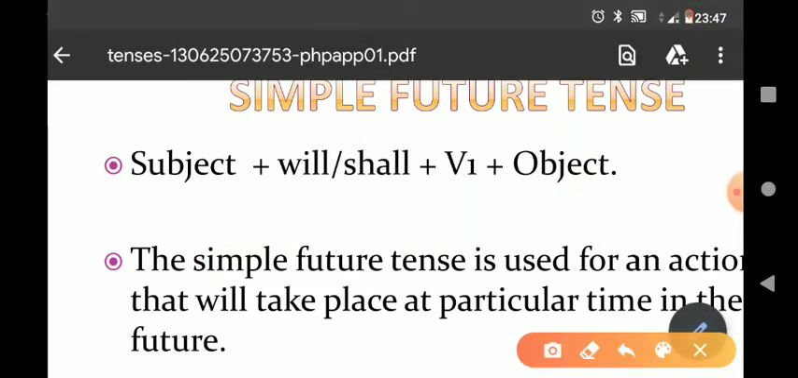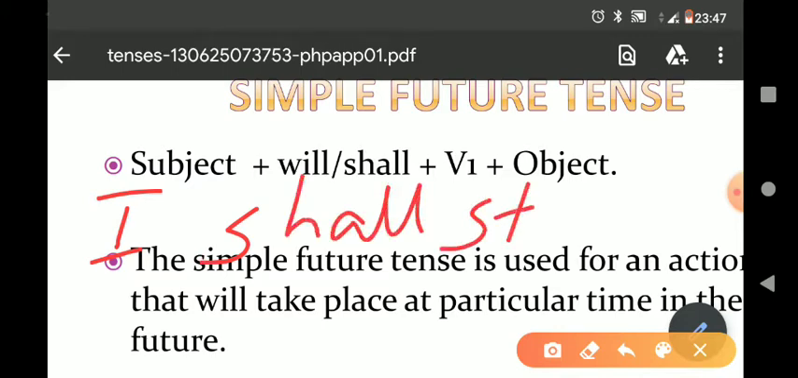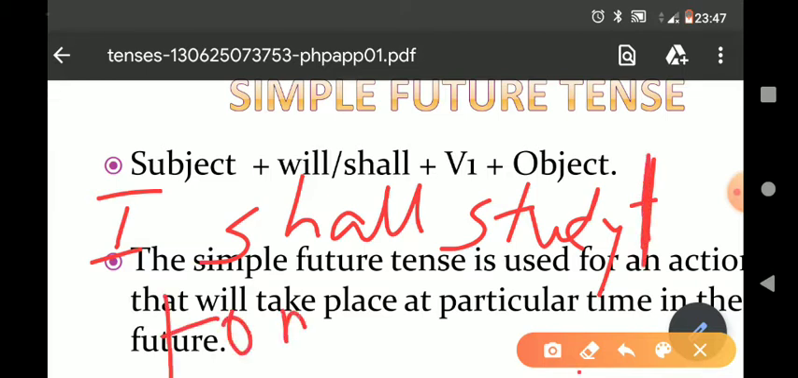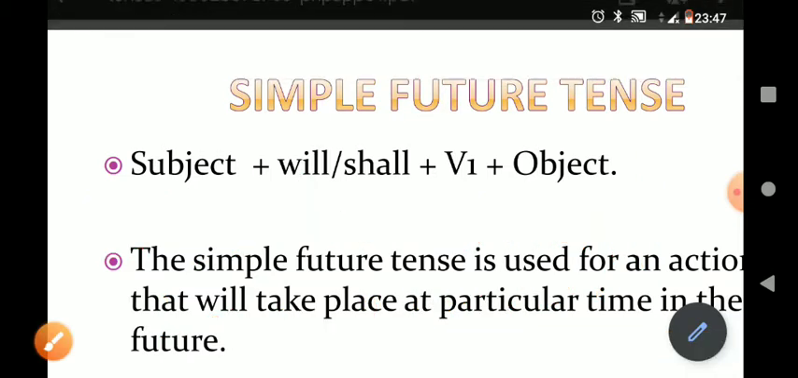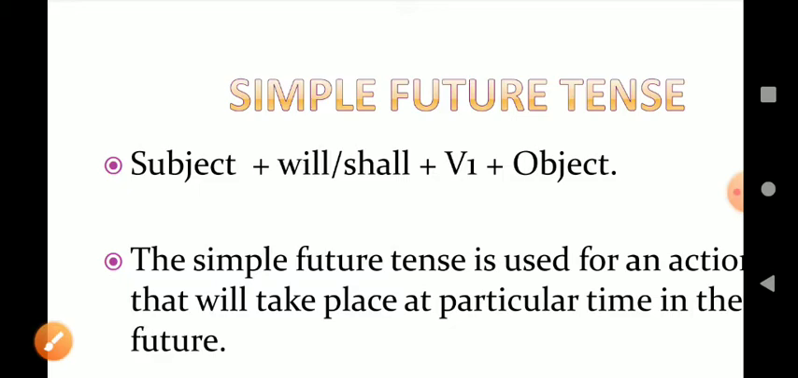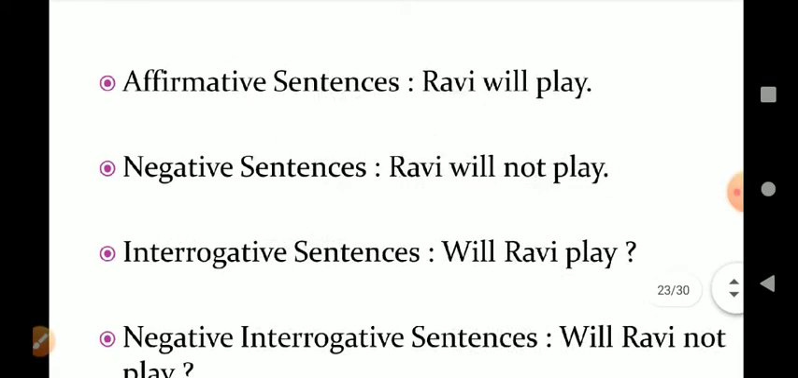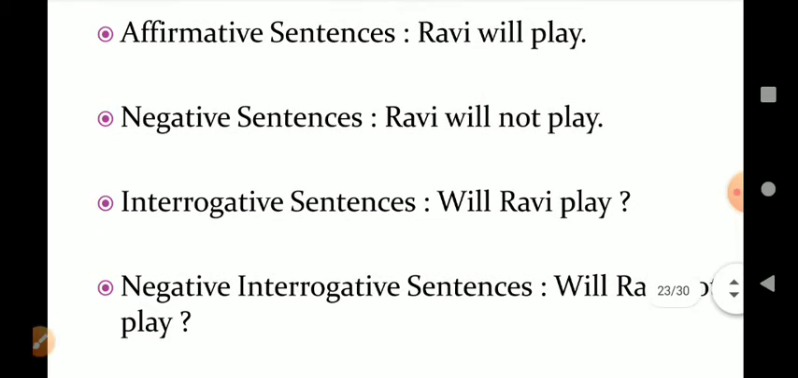Now one example I can give you. I shall study tomorrow. This is the example. All the things are covered according to the rule. Study is the V1. So this is an action which will happen in the future. Again you are seeing the example. So many examples are here.